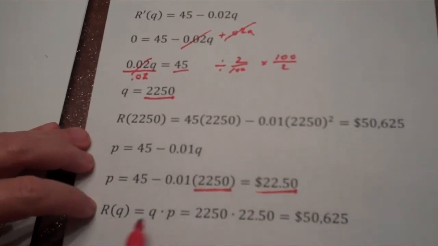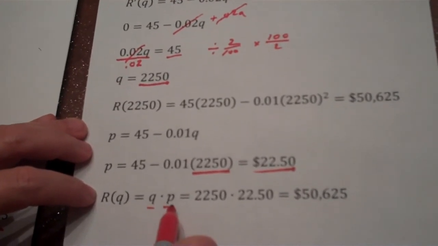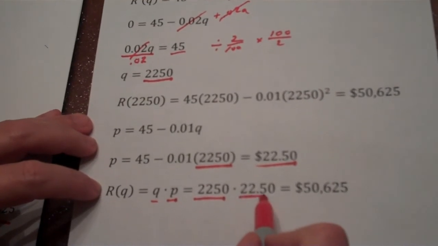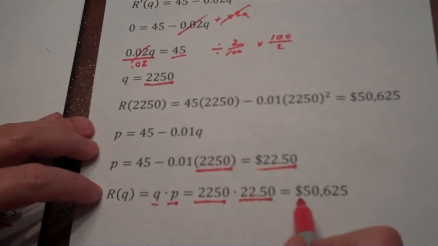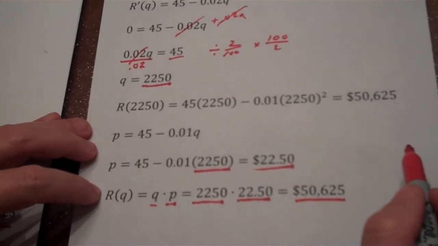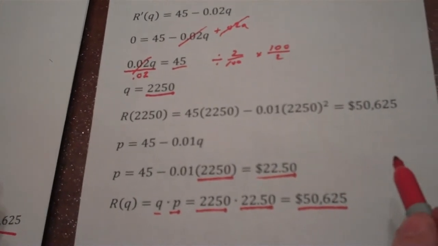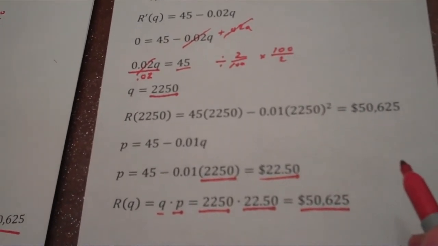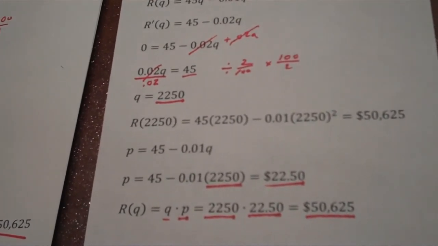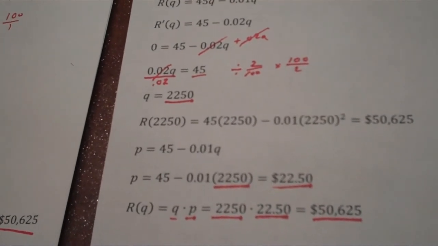Now remember, the revenue is simply equal to quantity times price. And if I sell 2250 at $22.50 a piece, that still gives me the correct answer of $50,625. Now that's the maximum revenue. I've solved for it 3 different ways, and my hope at this point is that you see how all of these things are related, and it's just 3 different sides of the same coin, if you will. 3 different ways to arrive at the same correct solution.